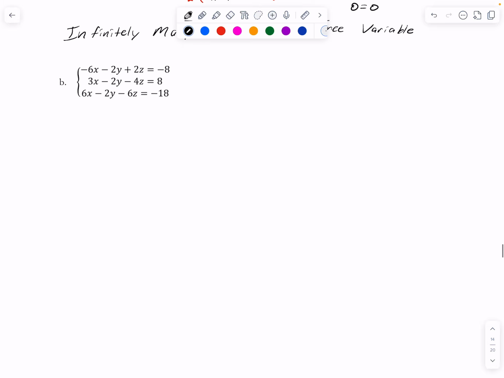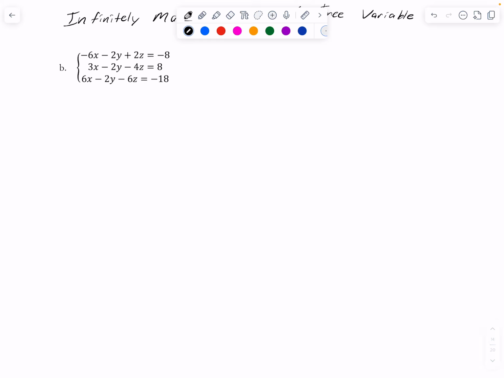Okay, let's do letter B. All right, so I'm going to choose, looks like x. I could choose y. All these actually would be pretty straightforward, but I'm going to choose x for this one. So I'm going to do, let's do 1 and 2. So eliminate x. I'll do 1 and 2. So I have negative 6x minus 2y plus 2z equals negative 8. 3x minus 2y minus 4z equals 8.